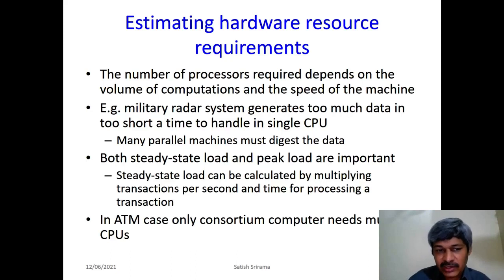Then you can calculate the steady state load by multiplying the transactions per second and the time for processing a single transaction. In the example we considered, the transactions per second is 1 and the time for processing is 60, so your steady state load is 60, based on our approximation. You don't have to be exact, you are trying to estimate in this case. Of course, peak load is also very important. We have seen with the ATM example that it cannot go beyond that.